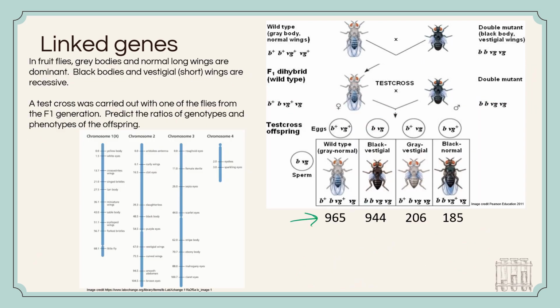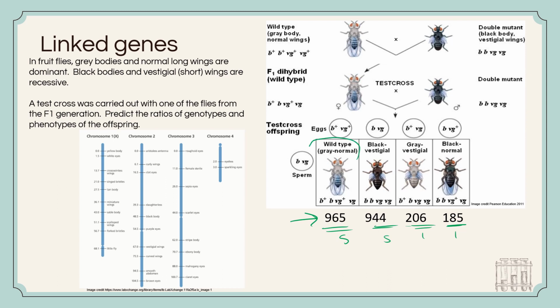These are the numbers of flies that were actually born with those different combinations of traits. Instead of 1 to 1 to 1 to 1, we have like 10 to 10 to 2 to 2. I guess I would actually reduce down to 5 to 5 to 1 to 1-ish. Lots of rounding, right? Seriously, lots of rounding. But we definitely do not have a 1 to 1 to 1 to 1 ratio of these different traits.